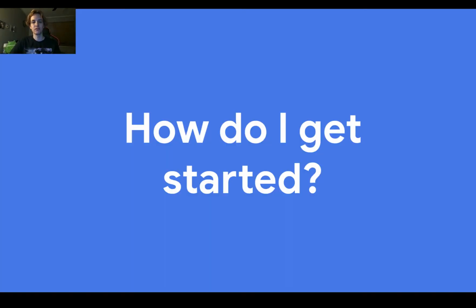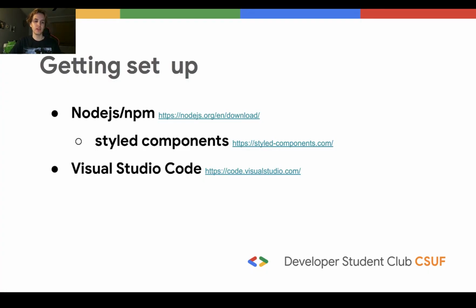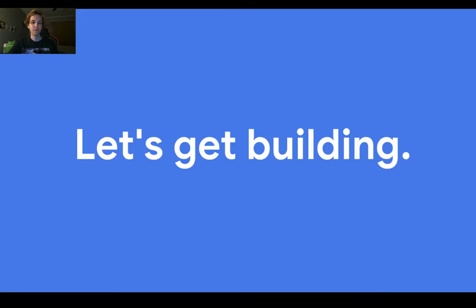So how do you get started with all this? You're going to need Node.js, which will come with NPM, which is a package manager to install and use different packages and code. Today we'll be installing one called Styled Components, and then you'll also need an editor. I recommend Visual Studio Code. It's the easiest and most friendly editor in my opinion. So yeah, let's get building.